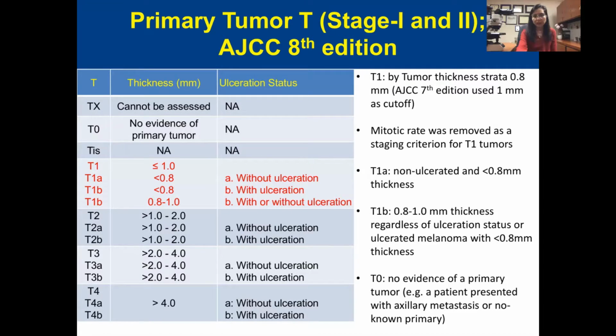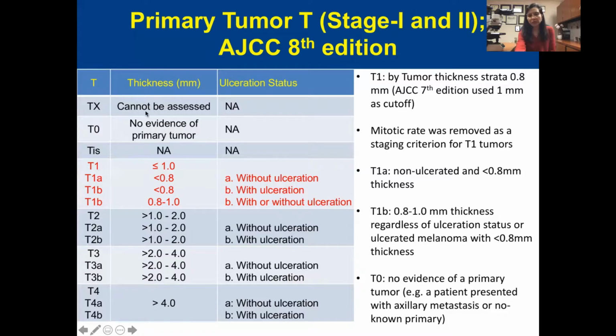But T1 is a little bit different, not only the ulceration, but also the tumor thickness. So T1 is basically 1 millimeter or less tumor thickness, right? So if the tumor has 0.8 to 1 millimeter thickness, regardless of presence or absence of ulceration, that will be T1B. But if the tumor thickness is less than 0.8, it can be stage T1A or T1B, and then the staging will change based on the presence of ulceration. So that's a little bit different.